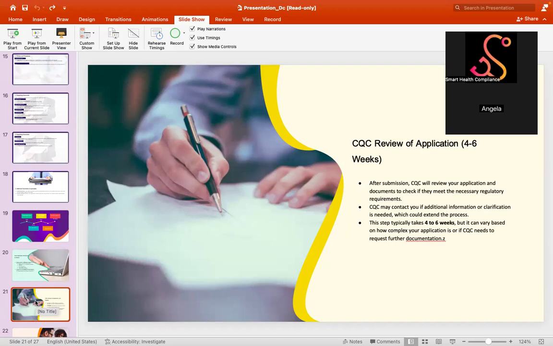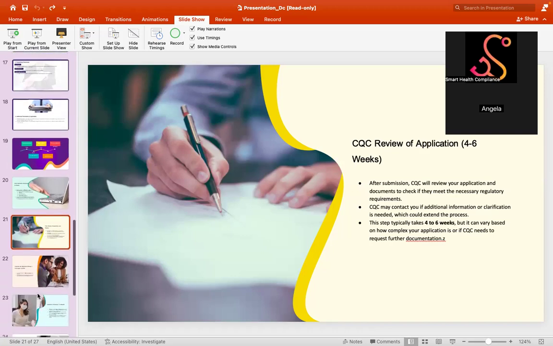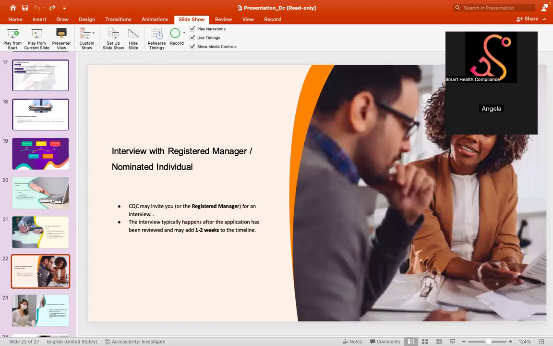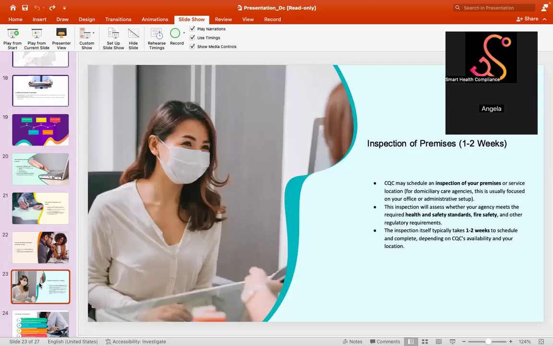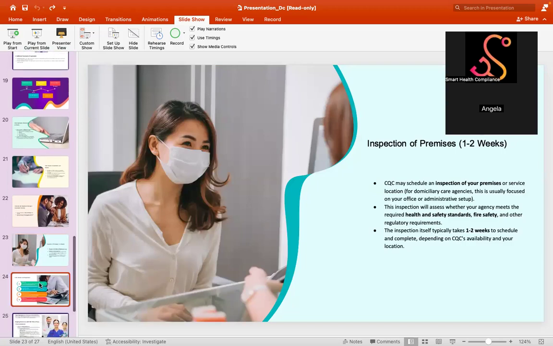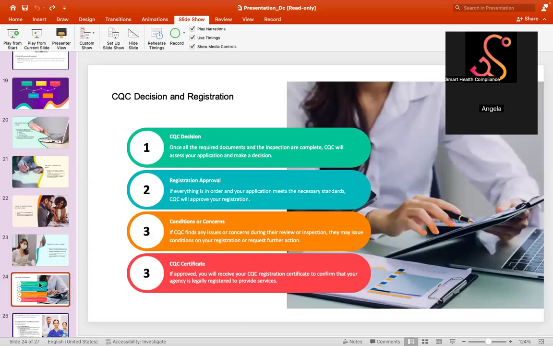This is sometimes the case as well after your interview, where in order for them to sign off and give you a registration, they might just need further information or an additional document, let's say. So you'll then have your interview. Once you've had the interview, it typically takes about 10 working days until you get an answer or your registration will come through. There are times when perhaps there is an inspection of the premises, and they would arrange that with you as well. And yeah, so the decision will be made once all the required documents and the inspections are completed. You will usually get an approval. So if everything is in order and your application meets the standards, they'll approve your registration.